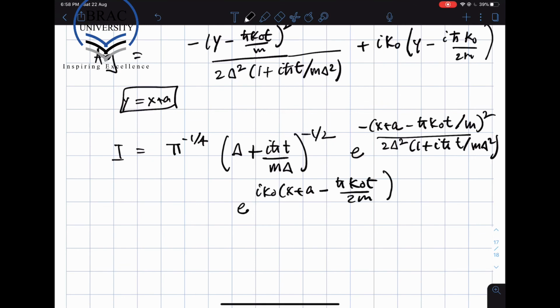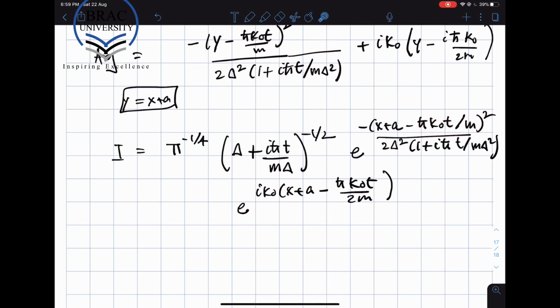So let's discuss what it is. This is just a normalization, and this is a normalization which is time dependent. As time increases, this factor increases, but it has a negative power, and therefore this factor would be decreasing. So what it means is that as time goes on, the amplitude, the height of the Gaussian, is decreasing. Whereas this is the Gaussian factor, and what it is saying is that the position of the Gaussian is minus a plus this factor, which depends on time.